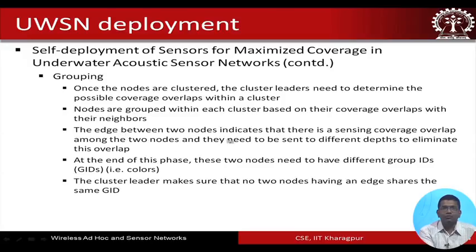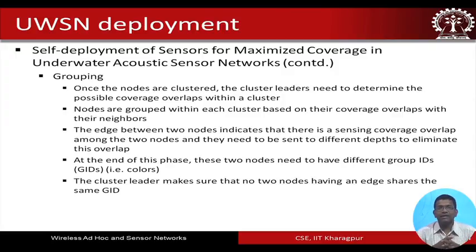The edge between the two nodes indicates that there is a sensing coverage overlap among the two nodes, and they need to be sent to different depths to eliminate this overlap. So, this is how basically they want to minimize the sensing coverage overlap. First of all they are determining that there is some kind of an overlap, and then they are going to send them apart as much as possible.